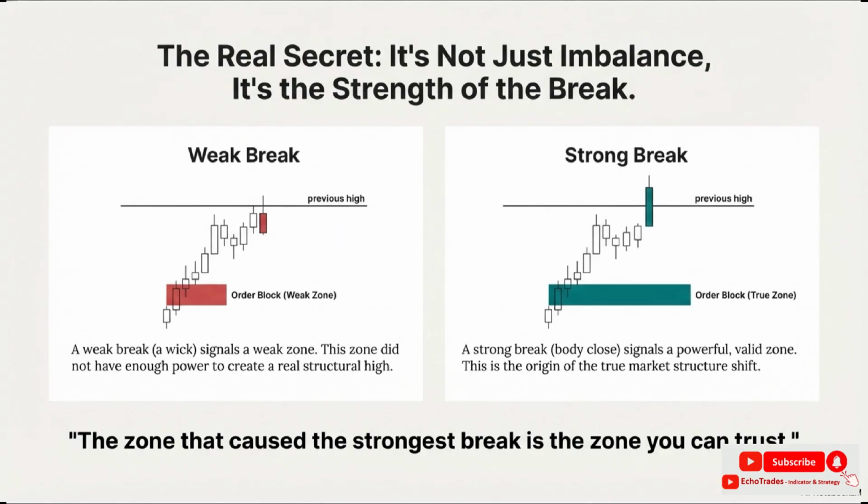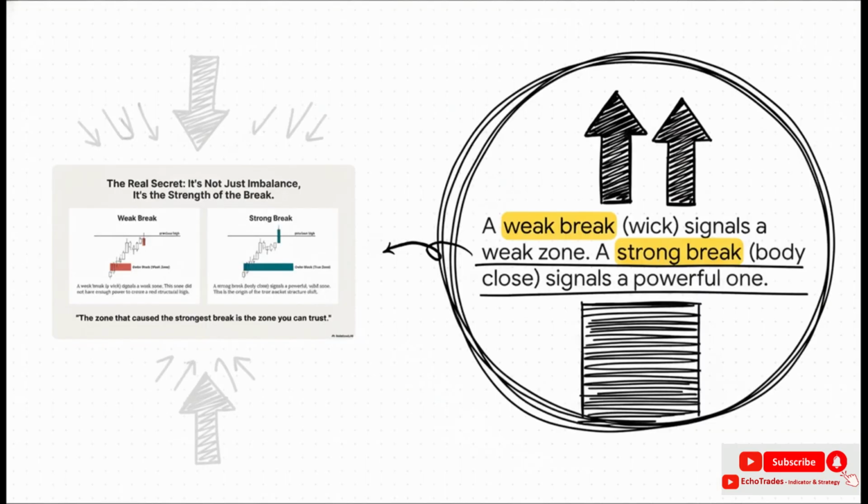That's a huge red flag. It signals a weak zone. But now look at the right. That's a strong break. We're talking a full candle body closing decisively above the high. Now that signals a powerful, valid zone. That's where the real shift in the market happened.